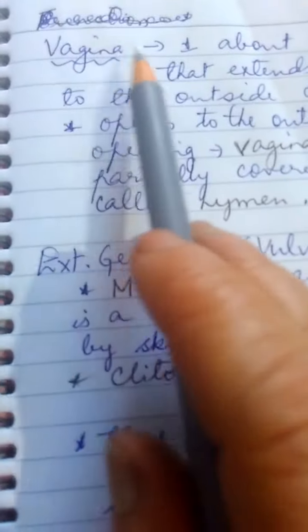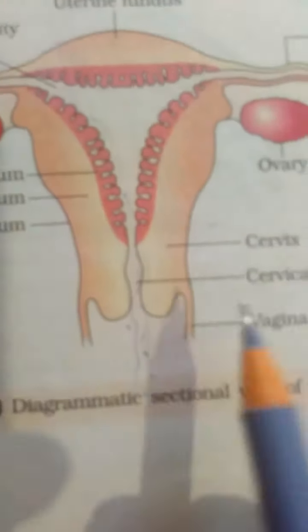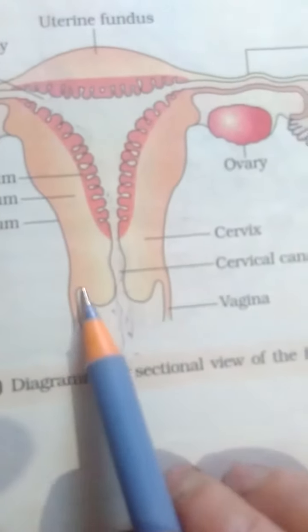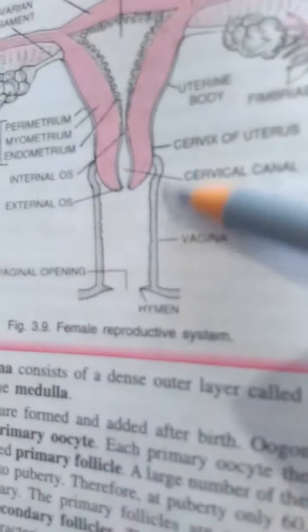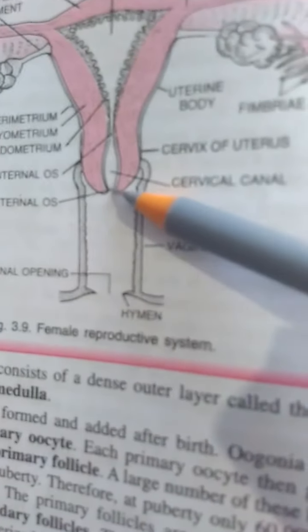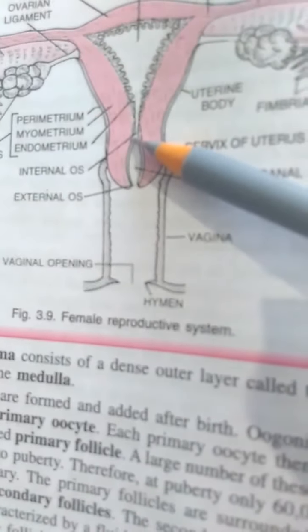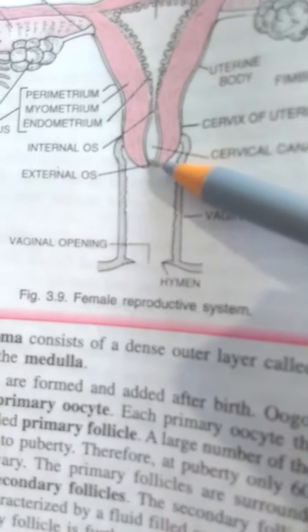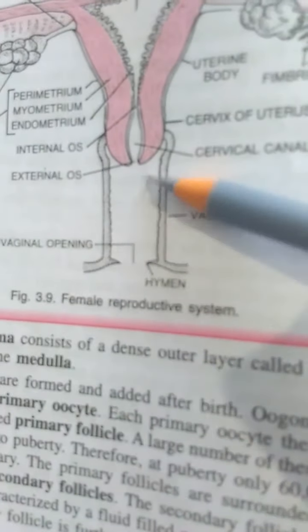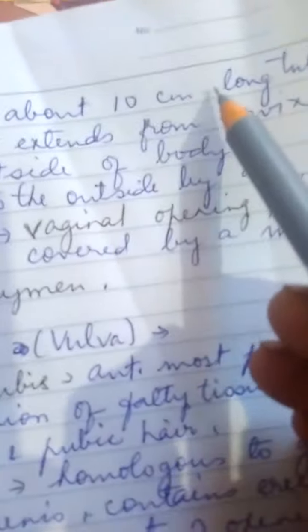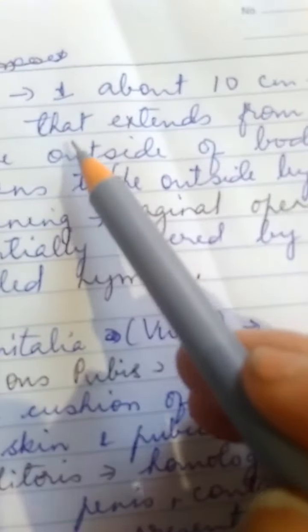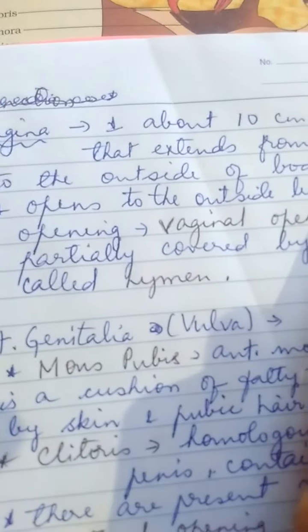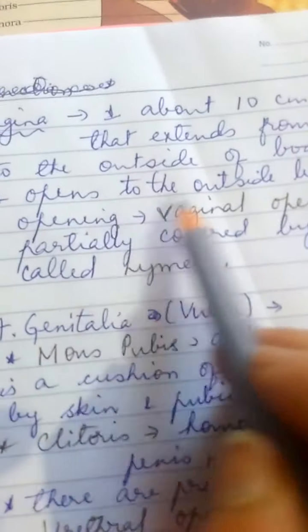Now, coming to vagina, right? As you can see the diagram, cervix opens into other canal-like structure called as vagina. In this diagram, from here to here, this is vagina. This is cervix. Okay, this is internal os. This is external os. And this is opening into another tubular passage called as vagina, right? So vagina is about 10 centimeter long tube that extends from cervix to the outside of the body. Okay, and how will it open to the outside?